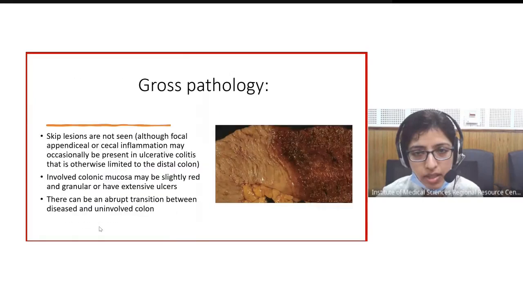Now, skip lesions are not seen in ulcerative colitis, as I had already told you. The involved colonic mucosa, this is the involved mucosa. It is red and granular, and it may have extensive ulcers. There is an abrupt transition between the diseased colon and the uninvolved colon. So you see there is an abrupt transition between the two segments of the colon.